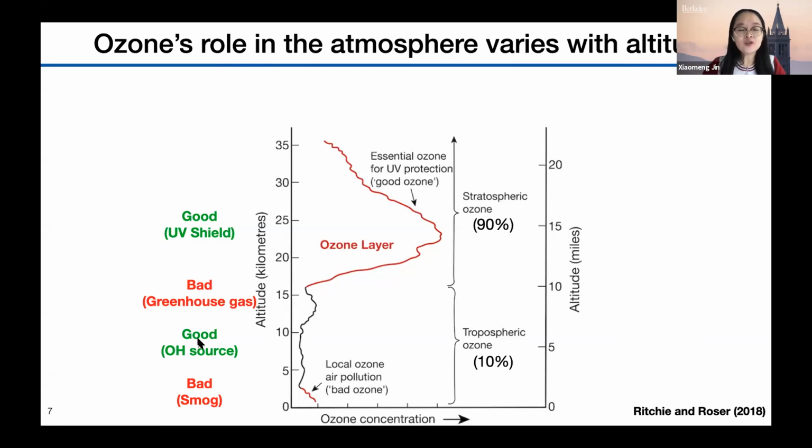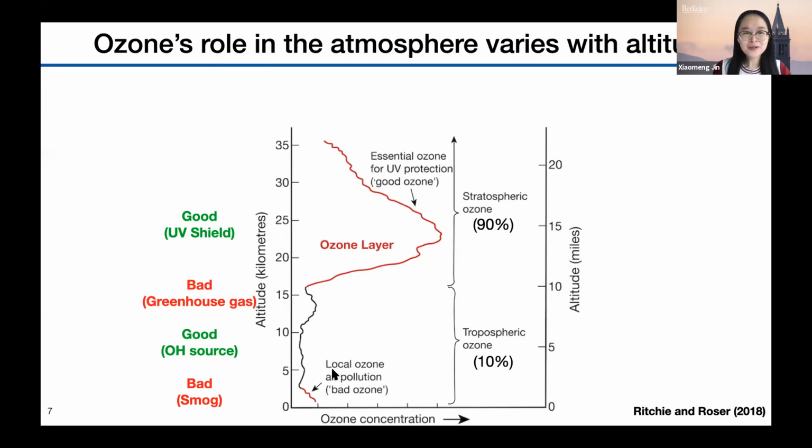In the upper troposphere, ozone is an important greenhouse gas. And in the lower to middle troposphere, ozone is a source of hydroxyl radicals, which are a cleanser of the atmosphere, which can remove air pollutants and also some reactive greenhouse gases like methane. So the ozone I'm talking about today is actually the near-surface ozone, which is a main component of photochemical smog, and it's damaging to human health and vegetation.